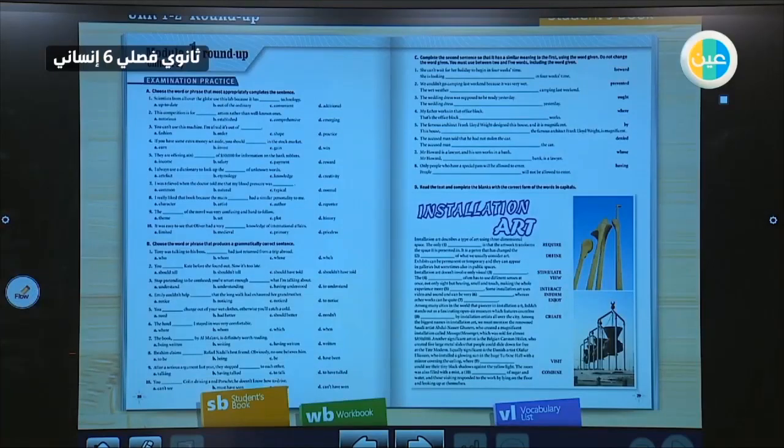Now, by finishing this activity, we have finished today's roundup of the first module. See you tomorrow, inshallah, with the roundup of module 2.